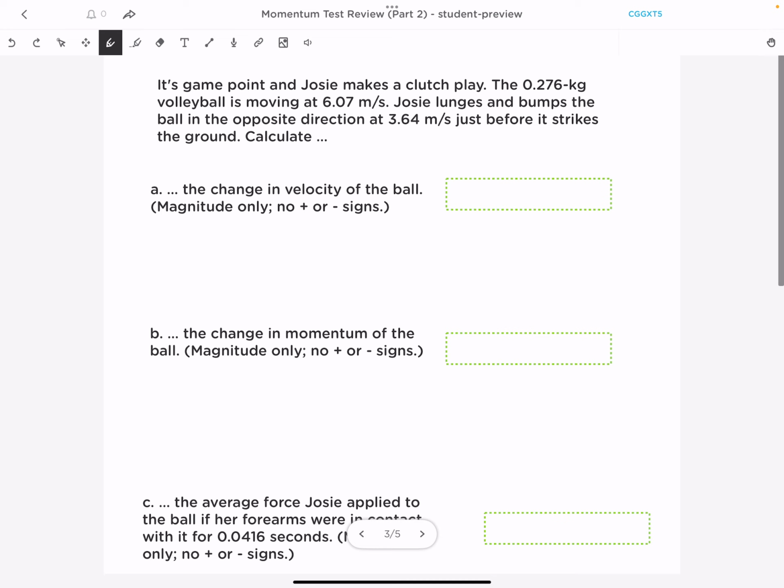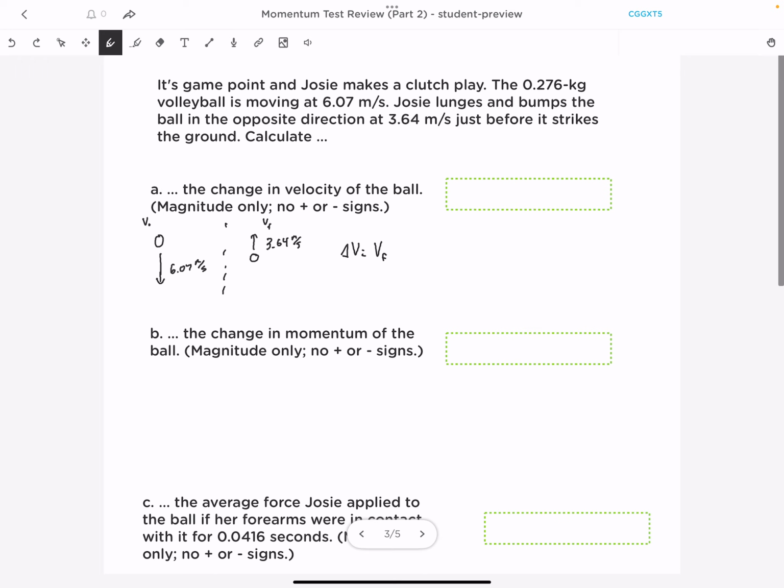So I'm going to draw them out as vectors. We're just going to say that we have this volleyball here, and it's moving down with a velocity of 6.07 meters per second. Then after the collision, Josie makes her clutch play, and now the ball is moving upwards with a velocity of 3.64 meters per second. For the sake of the problem, I'm going to call up positive and down negative so we can see what the change in velocity is. This is the initial velocity of the ball. This is the final velocity of the ball. We're trying to figure out the change in velocity.